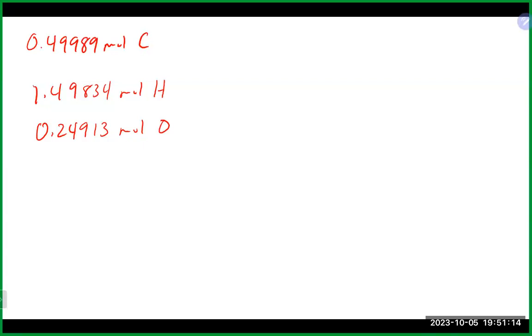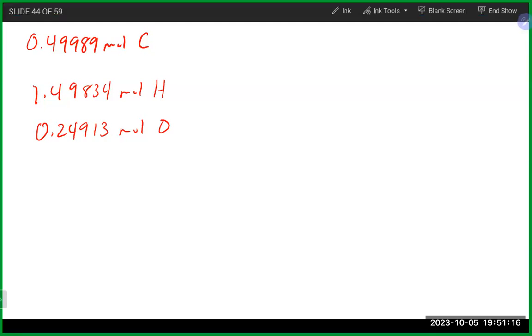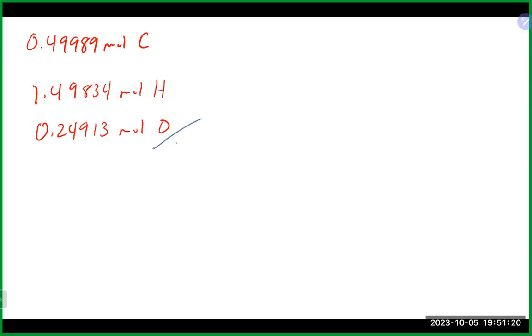So in this case, it looks like it is the oxygen that is the smallest number of moles. So we're going to divide everybody by the moles of oxygen, as it is the smallest number of moles. And let's see what we get here. We obviously get a 1 there. We take our 1.49 and divide it by 0.24913. We get roughly a 6.